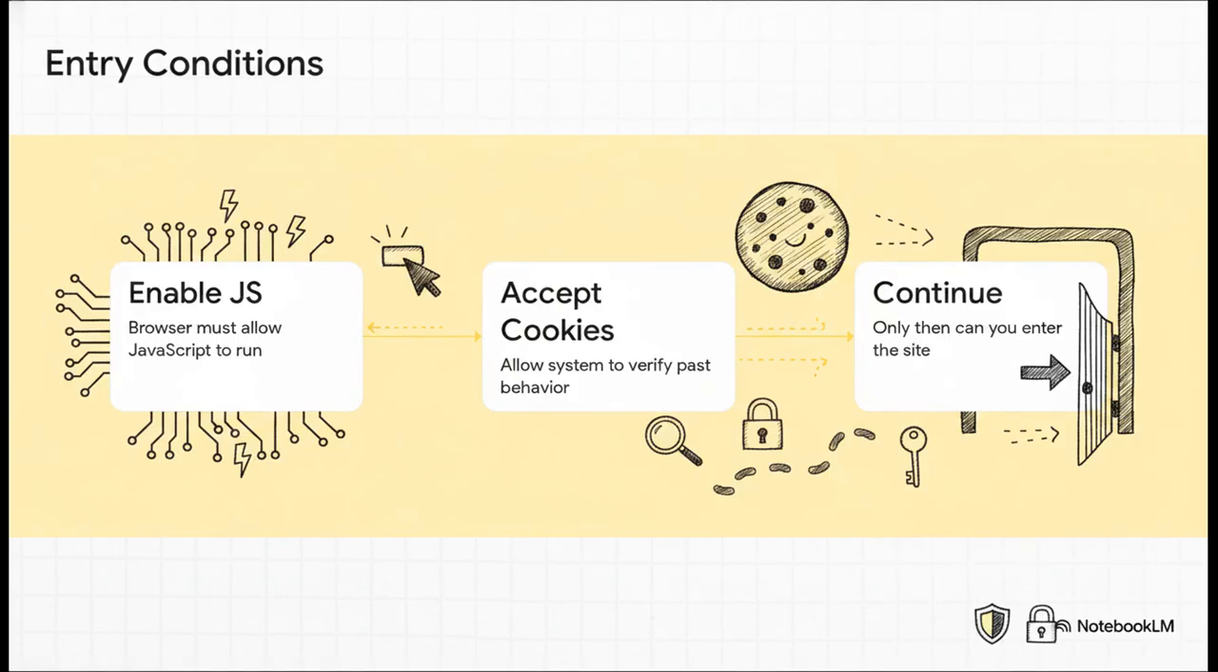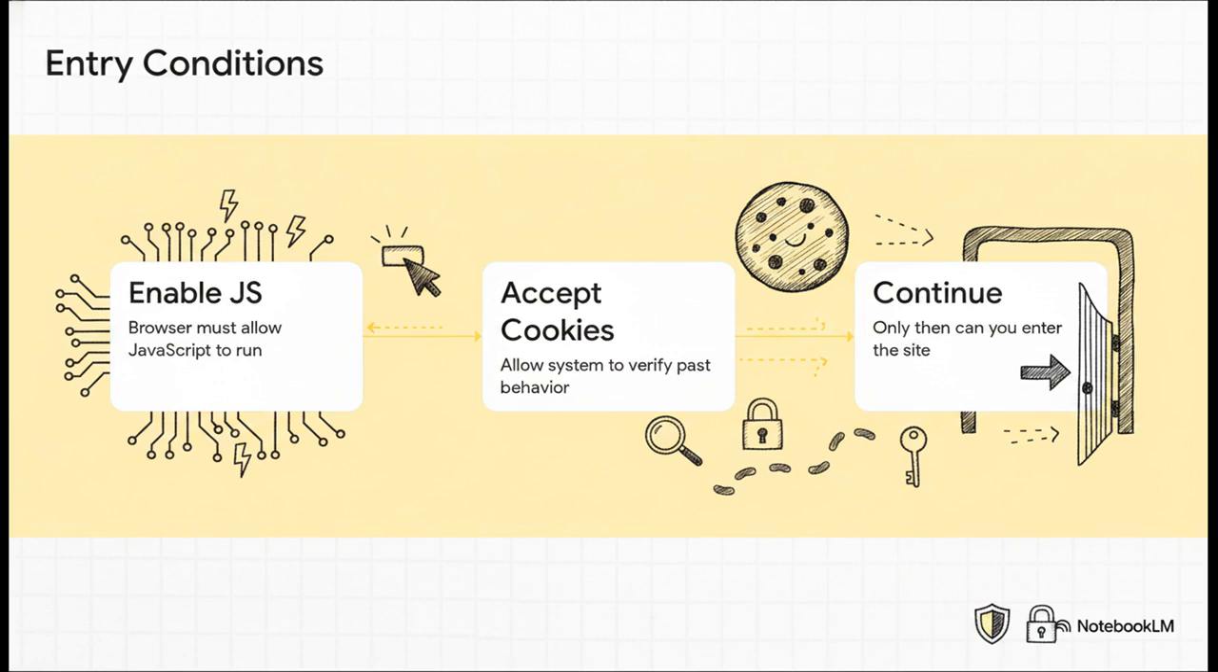Okay, so how exactly does it conduct this interrogation? Well, entry is entirely conditional. The source text explicitly states you have to enable JavaScript and cookies to continue. Let's break that down. Step 1, your browser must allow JavaScript to run. Why? Because it often tracks your mouse movements, your typing speed, and all these subtle human behaviors that bots really struggle to fake. Step 2, you have to accept cookies.